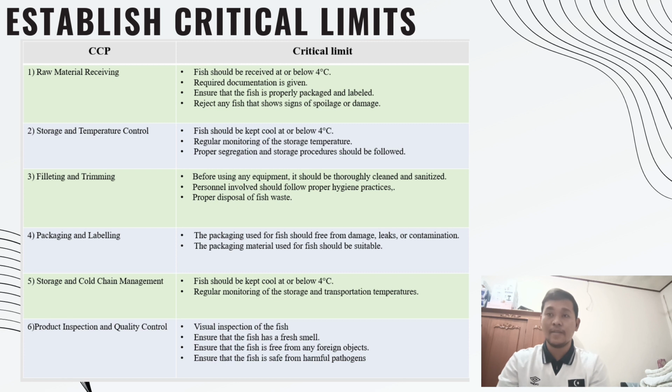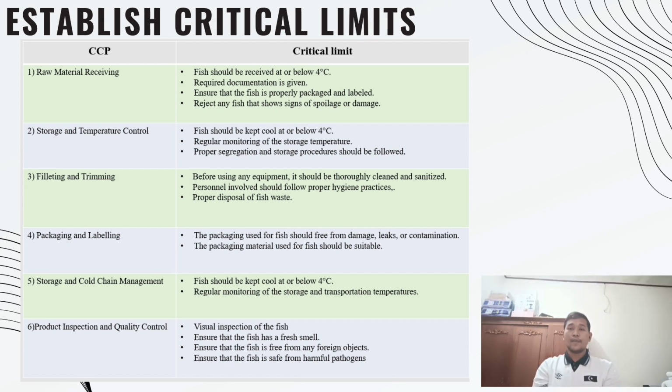safety regulations. For number 5, which is storage and cold chain management, the critical limit for temperature control is to ensure that the fish is stored and transported at or below the recommended temperature. Generally, fish should be kept at a temperature between 0 degrees Celsius and 4 degrees Celsius to inhibit bacterial growth and maintain freshness.